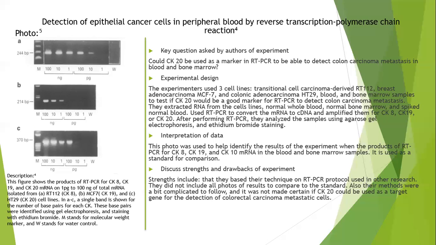The strengths of this article include that they based their technique on RT-PCR protocol used in other research. Their drawbacks are that they didn't include all photos of results to compare to the standard. So their methods were a bit complicated to follow, and it wasn't made certain if cytokeratin 20 could be used as a target gene for the detection of colorectal carcinoma metastatic cells.